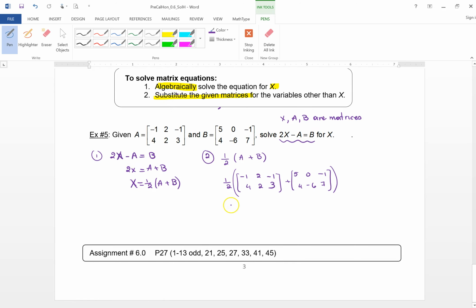So what do we get here? Half times, if we add these, we get 4, 2, 0, 8, negative 4, 4. Oh, wait a minute. For the 0, it's minus 1. Okay, hang on. All right, so it's 4, 2, minus 2, minus 4. So finally, we get 2, 1, minus 1, 4, negative 2, and 5.